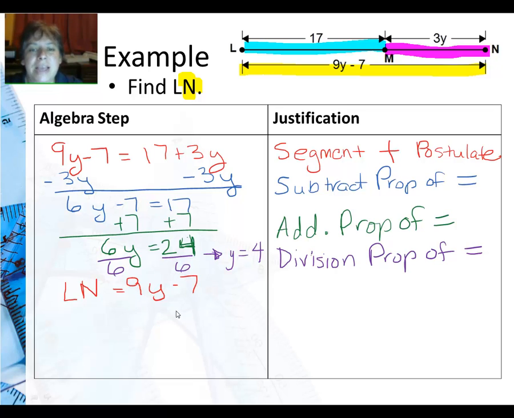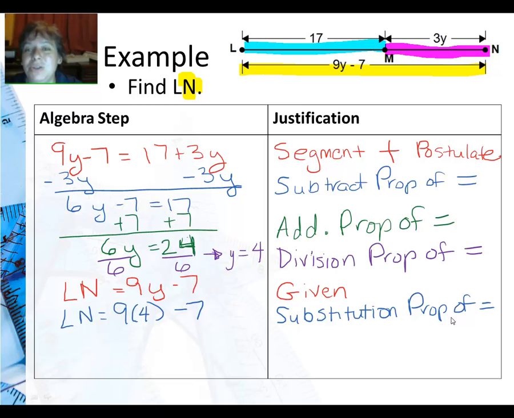So finally I pull out LN equals 9y minus 7. Well, where did I get that from? I got it from the problem, so I can say that's actually given to me. Then I'm going to substitute the 4 in for the y: 9 times 4 minus 7. And yes, that comes from the substitution property of equality. And finally, I just do some multiplication and subtraction, and I get 29 is the length of LN.